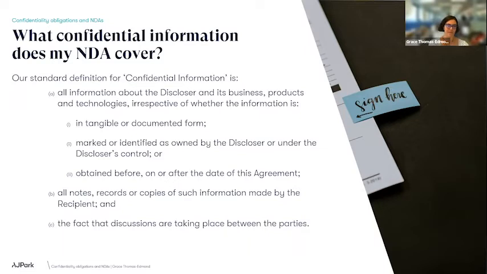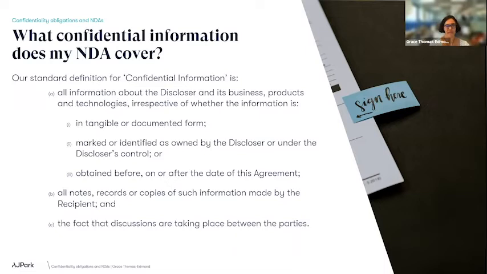Then we also say under 3 there that it covers information obtained before you sign the NDA. So if you've already had some discussions, you could protect that information even though you've already disclosed it. And then we capture notes, records, or copies of such information. So if you're having an oral conversation, but someone's making notes of it, then that becomes your confidential information. Or if they're making copies of it, then those would be protected.